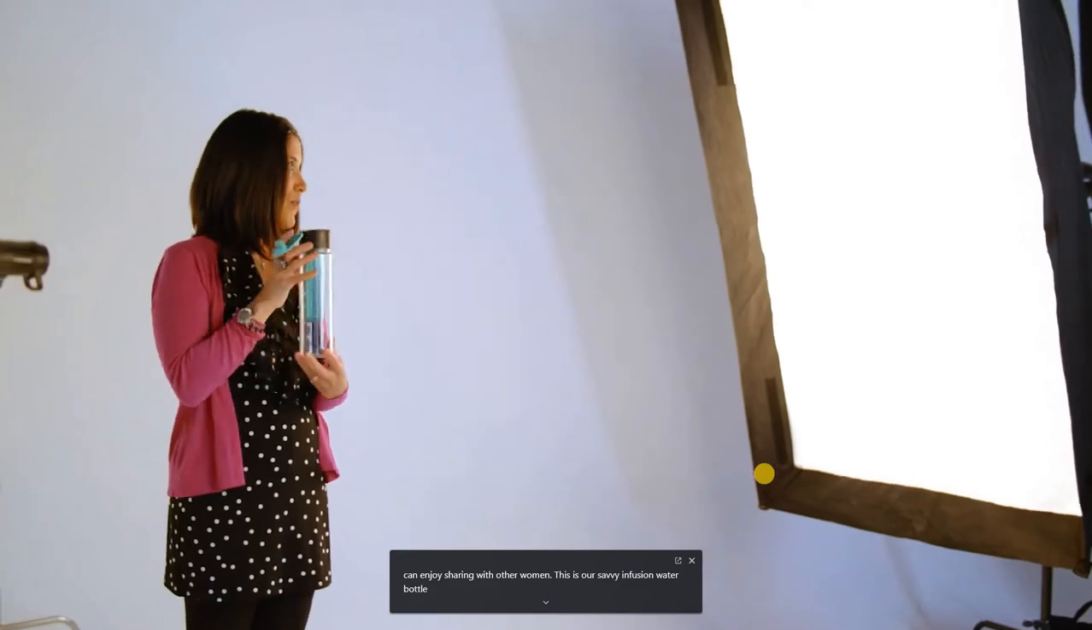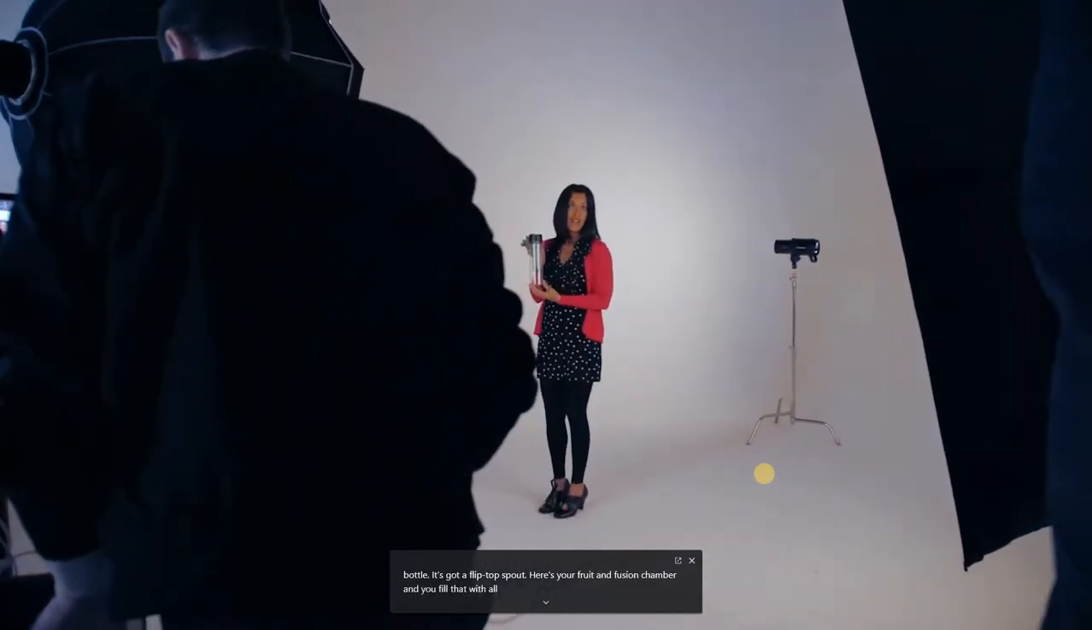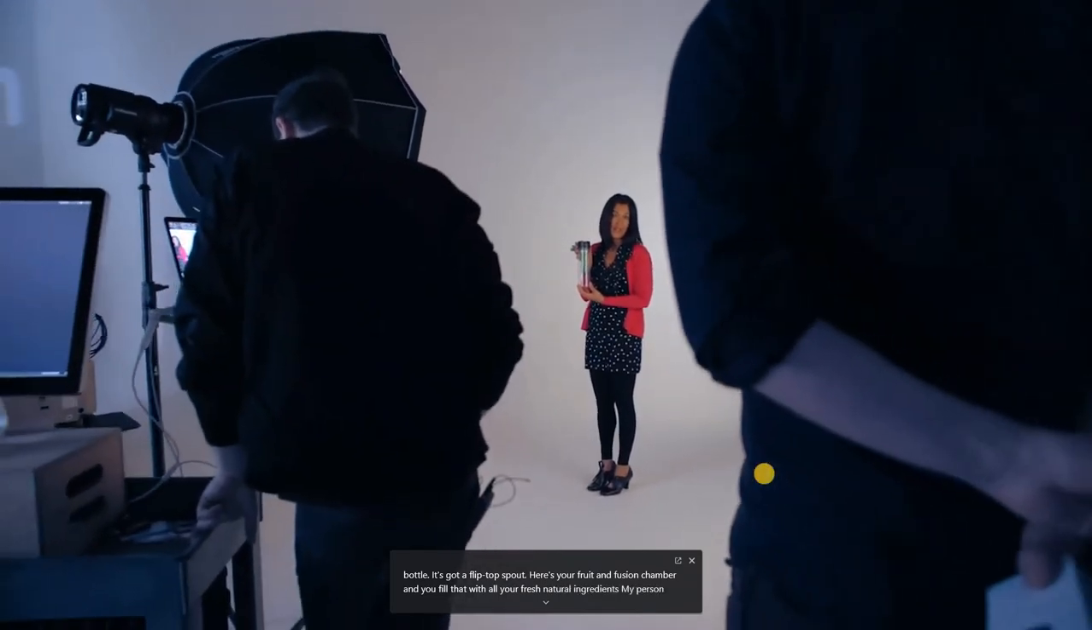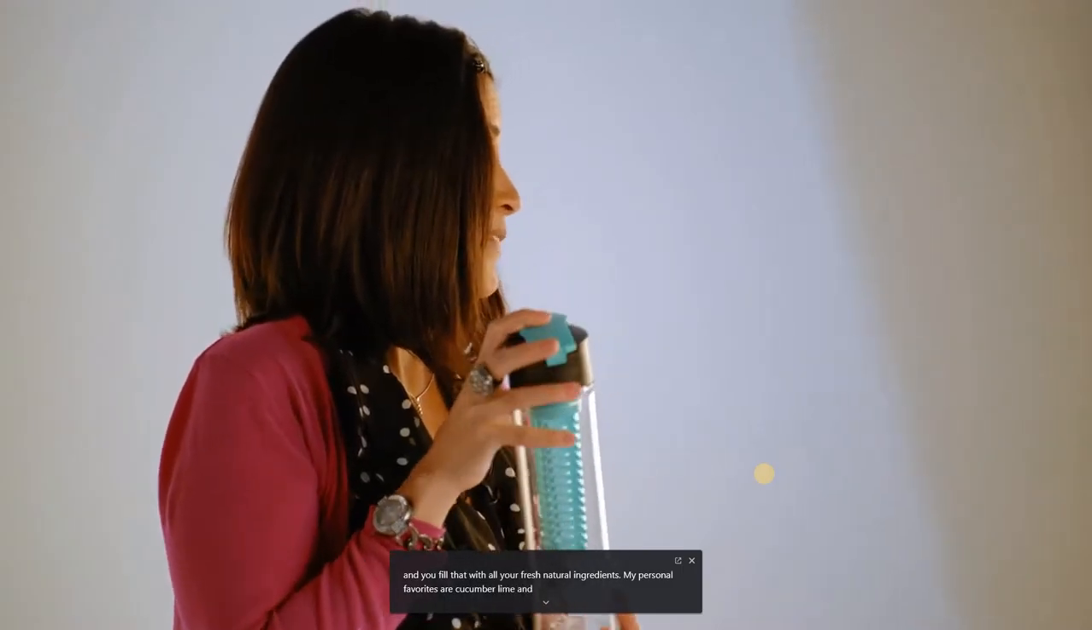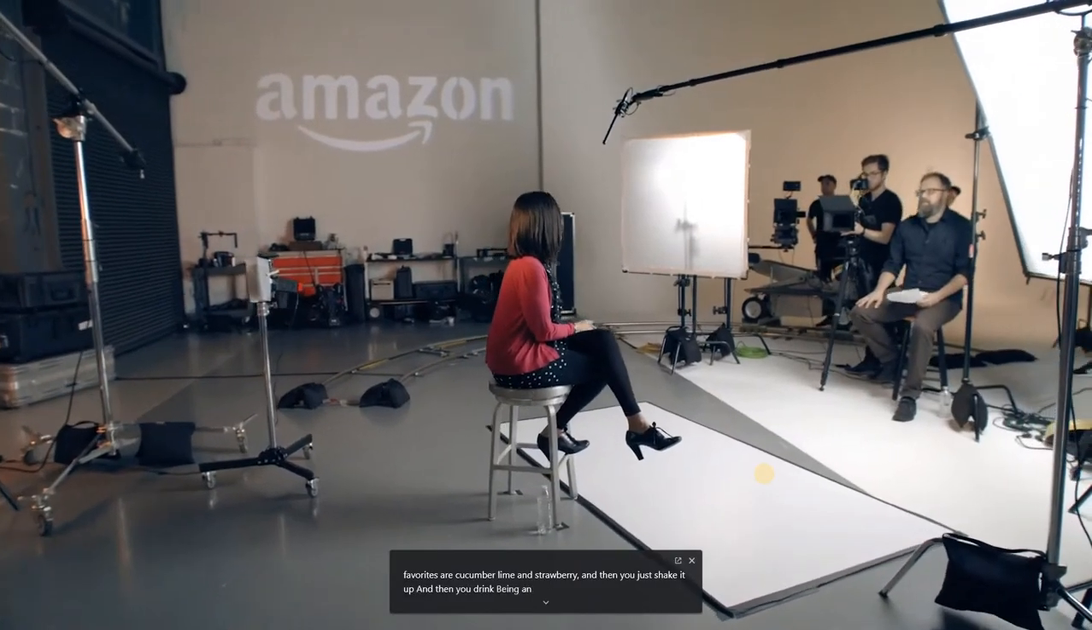It's got a flip-top spout. Here's your fruit infusion chamber, and you fill that with all your fresh, natural ingredients. My personal favorites are cucumber, lime, and strawberry, and then you just shake it up. And then you drink.